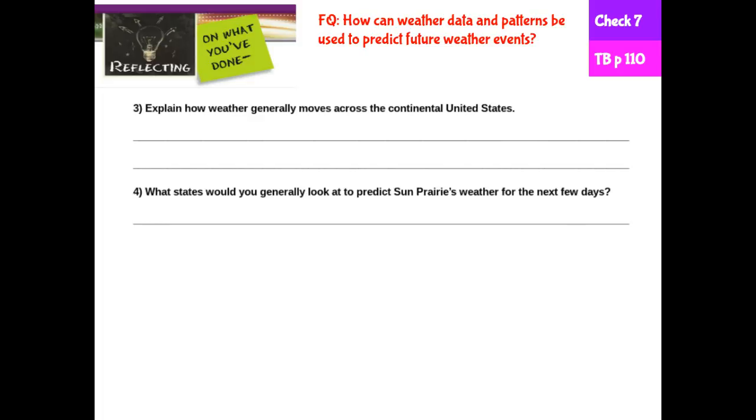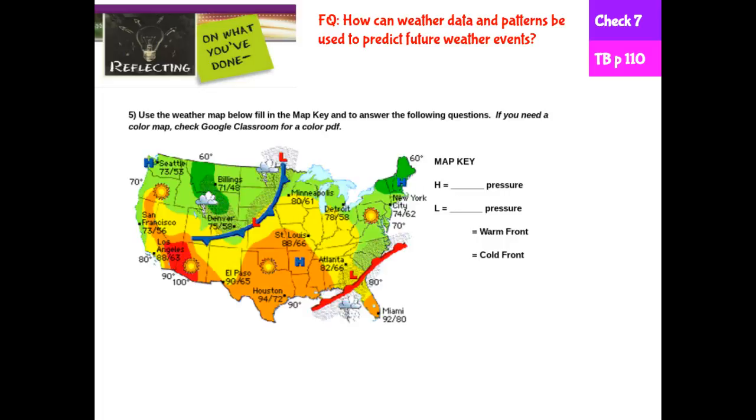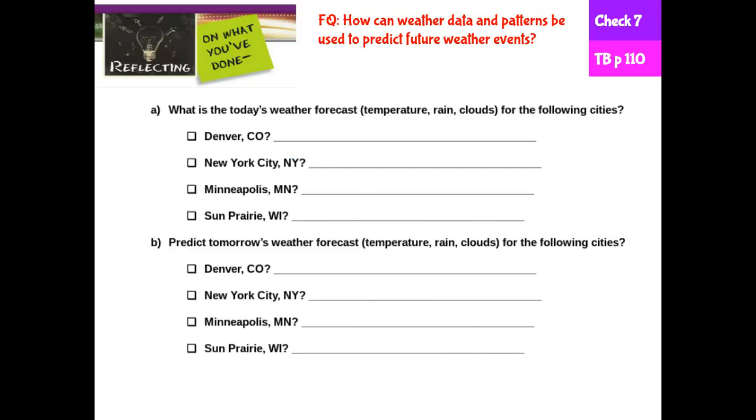For 3 and 4, talking about how weather moves across the United States and how would you find the weather for the next few days, what states would you be looking at? For number 5, you're going to be using this map from Google Classroom. It's also on your sheet, but if you need a color one, it's on Google Classroom. We're going to be doing the map key and then looking at how the weather is moving across America and making some predictions for certain cities.